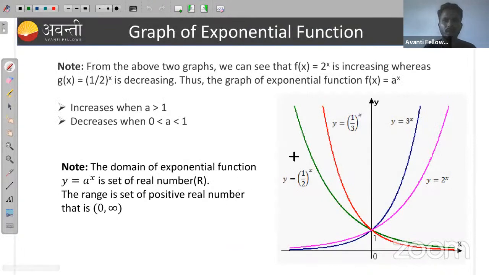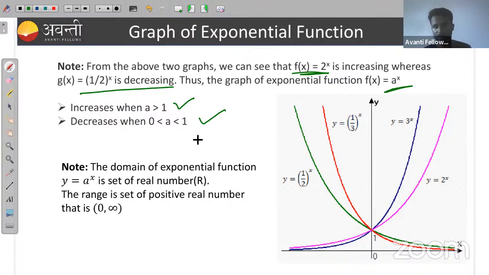Okay. So we saw the overall picture of the graph of the exponential function. We can see that f of x, 2 to the power x, is increasing, whereas g of x is decreasing. Yes or no? You saw it, right? So this is decreasing. Thus, the graph of the exponential function f of x in general increases when a is greater than 1 and decreases when a lies between 0 and 1.